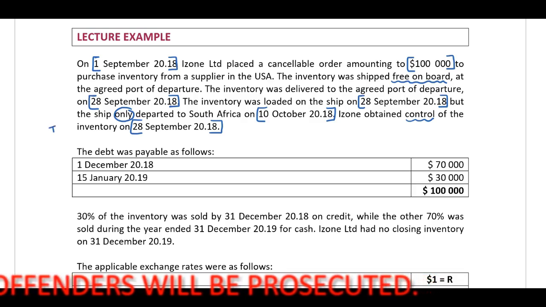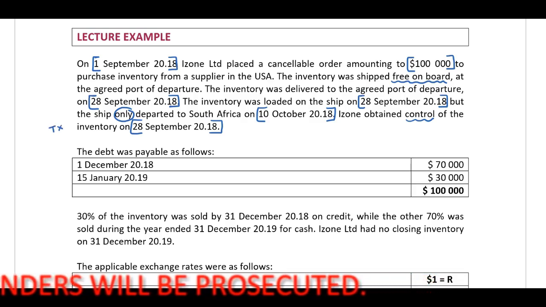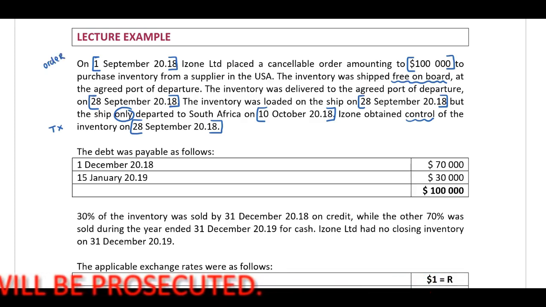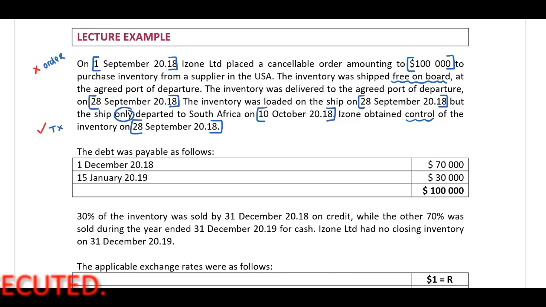Therefore, we know that this will be our transaction date and 1 September will be our order date. Therefore, you need to know that you will not recognize the inventory on order date. You have to recognize this on our transaction date. And what we need to identify, this $100,000 is a foreign creditor. Therefore, we need to remeasure this at each year end at spot rate.